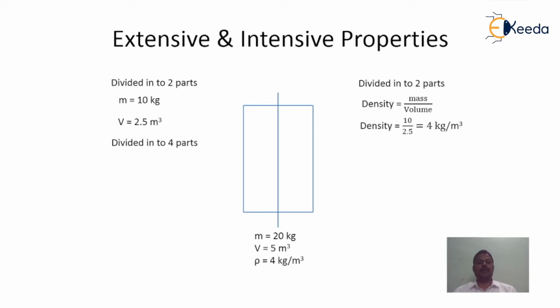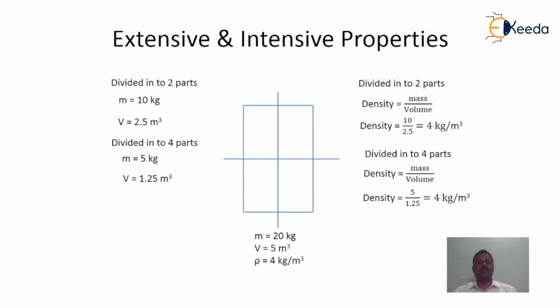Now let us divide the system into four parts. Then its mass becomes 5 kg, that is 20 divided by 4 is 5 kg, and volume is 1.25 meter cube. Its original volume is 5, and 5 divided by 4 is 1.25 meter cube. Then its density will be mass per volume, that is 5 divided by 1.25, it is 4 kg per meter cube. Here also the property values, which are mass and volume, change when the system is divided, whereas the density value is not changed.